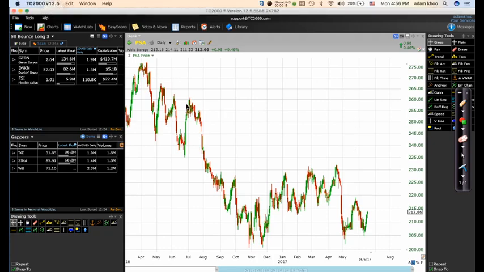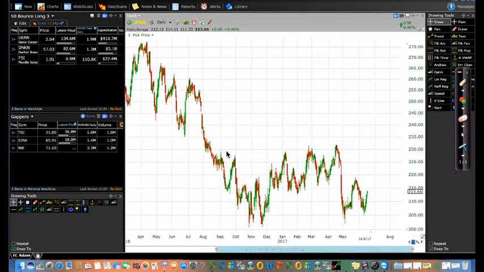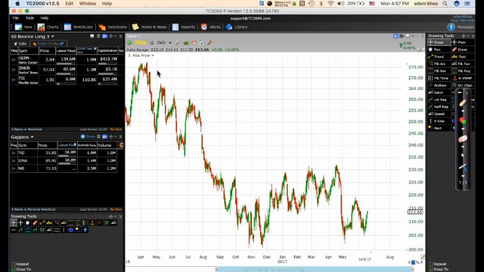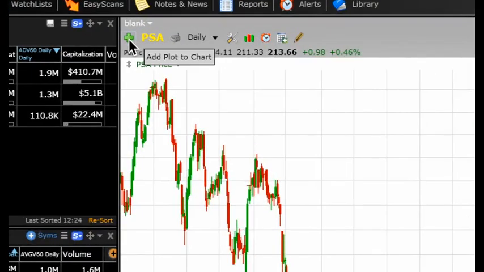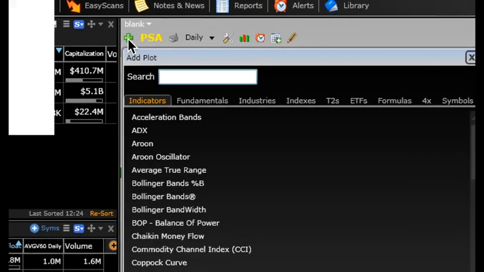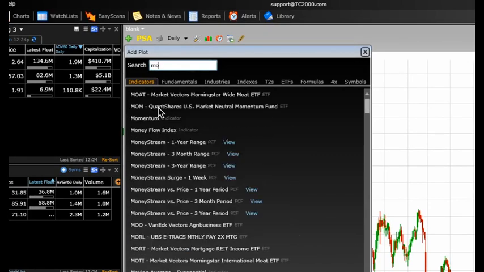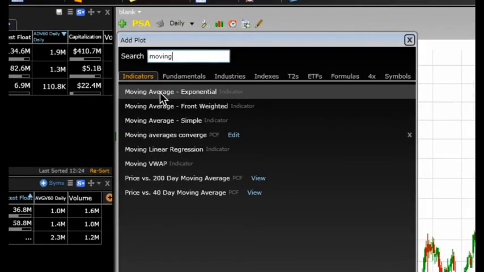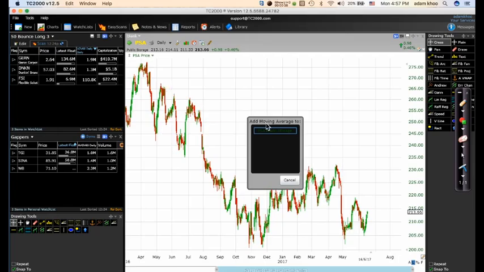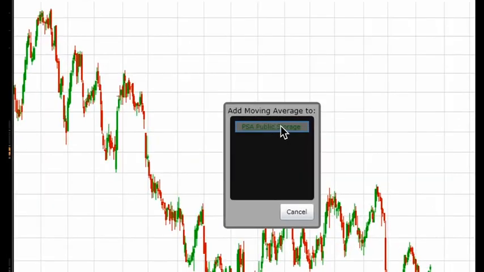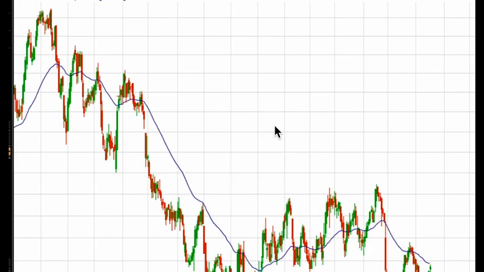And what I'll do is I'll put in the following indicators, right? First, I'll put in my moving averages. So I'm going to go to plus, add my indicators. So first I'm going to add my moving averages, right? Exponential moving averages, click on that. Add the moving average to the stock in question, so click on that.